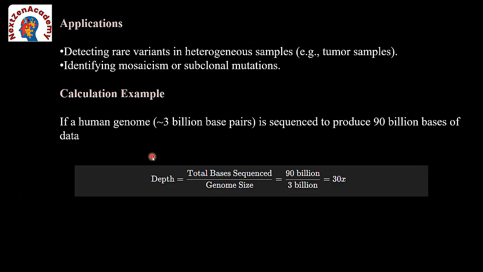To calculate the depth of a human sample, here is the formula: depth is equal to total bases sequenced divided by the human genome size. If the human genome size is 3 billion bases, and we produce 90 billion bases of data, then 90 billion divided by 3 billion is equal to 30x. That is the base set of data to do the analysis.